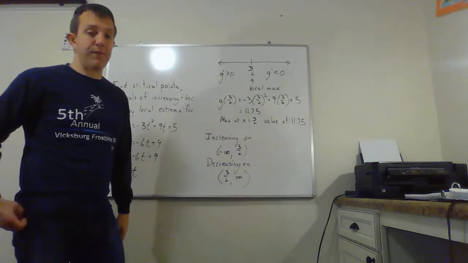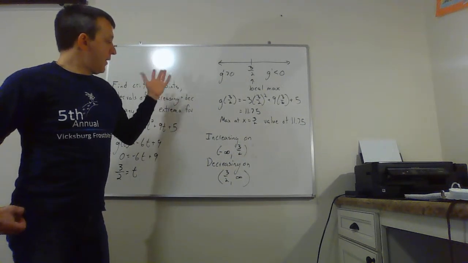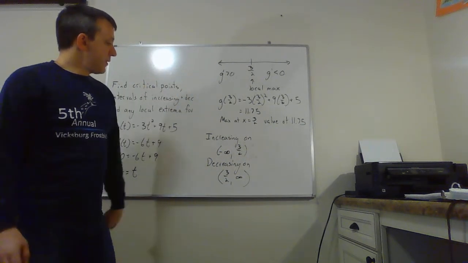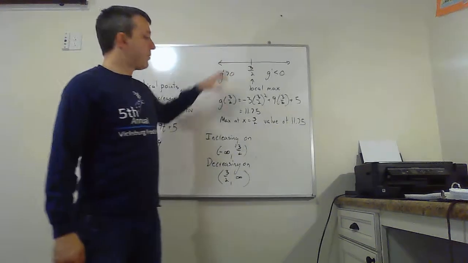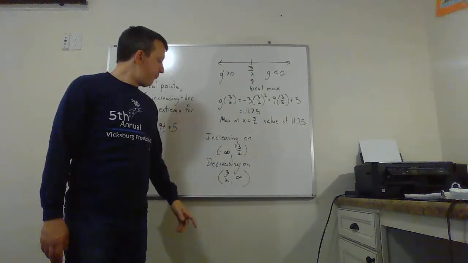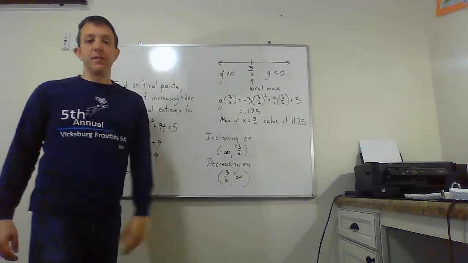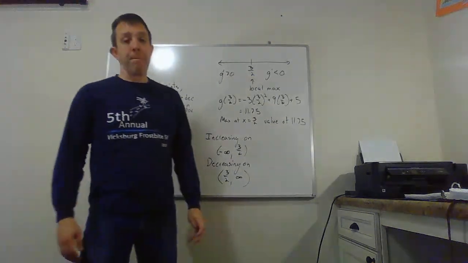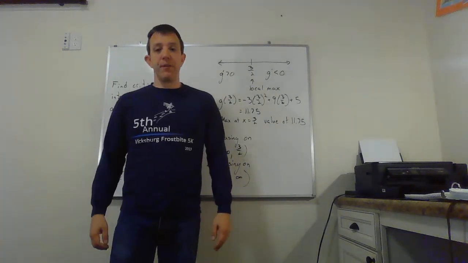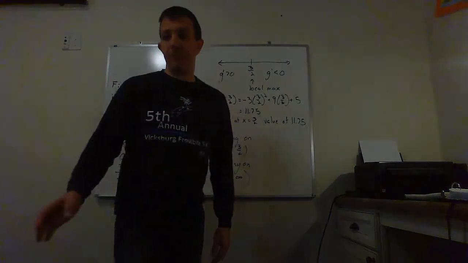So you can see I wrote down we had the max at x equals 3 halves with a value of 11.75. And then I also needed to identify the intervals of increasing and decreasing, and I just pulled those right off of my number line up top. Increasing from negative infinity to 3 halves, and decreasing from 3 halves to infinity. So there you go. I've got one more example, and we'll see what happens with it.